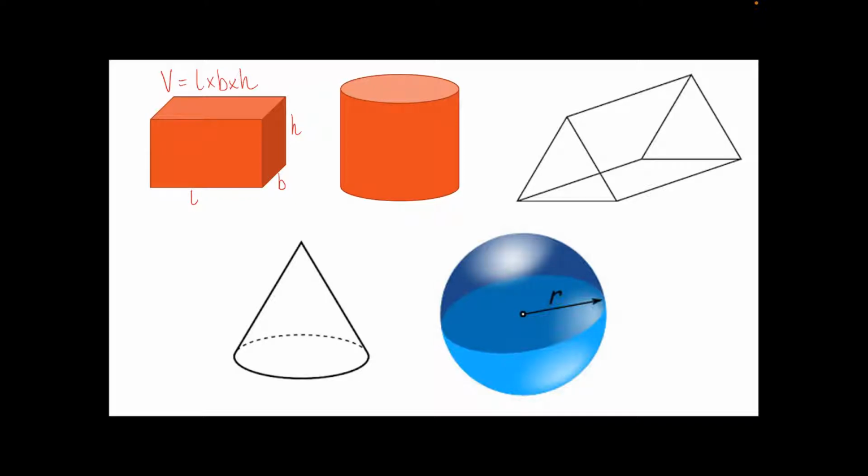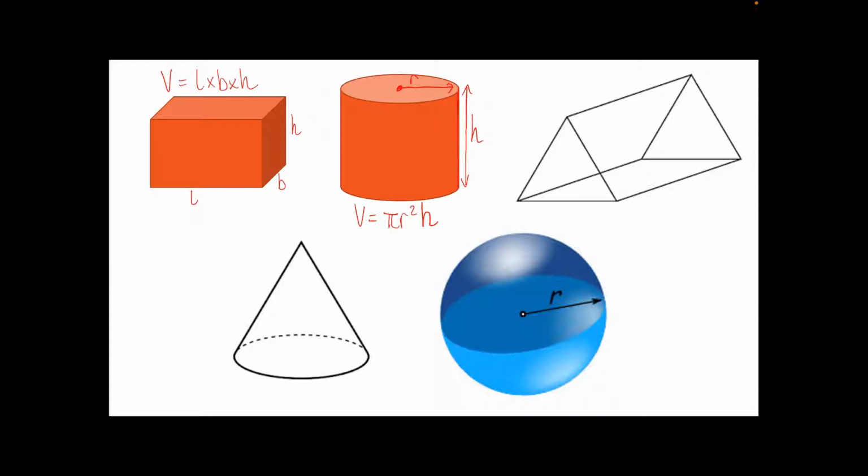For a cylinder, there are two things that we need to know. We need to know the radius of the circular face, and we need to know the full height of that cylinder. So you're thinking of all the circles that are piled up on top of each other to make up our cylinder. Here then, our volume formula is pi r squared, which is our area of the circle, times by the height.